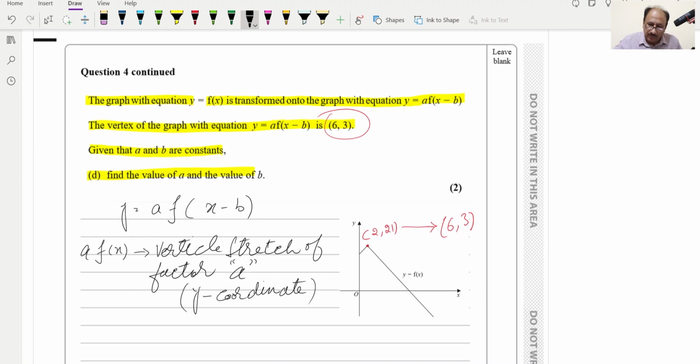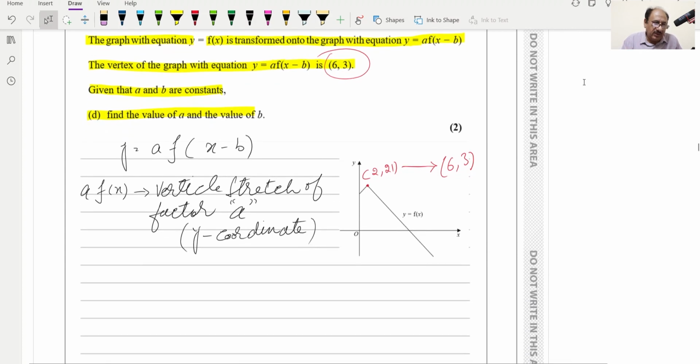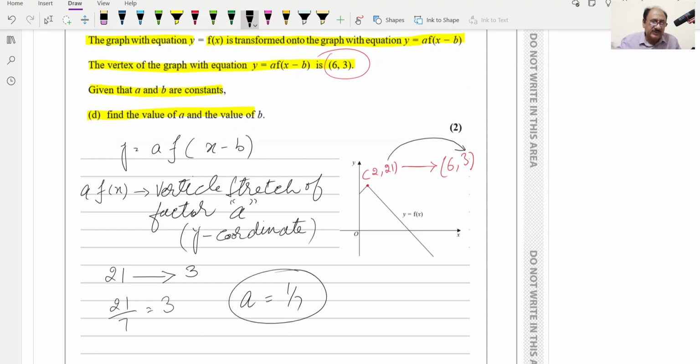So we can write y coordinate. 21 is shifting to 3. This is what we can see. 21 is transforming to 3. So this will be how it is changing. What will be the transformation? 21 divided by 7, we will get 3. So it means we are multiplying 21 by 1 over 7. So a value is equal to 1 over 7.